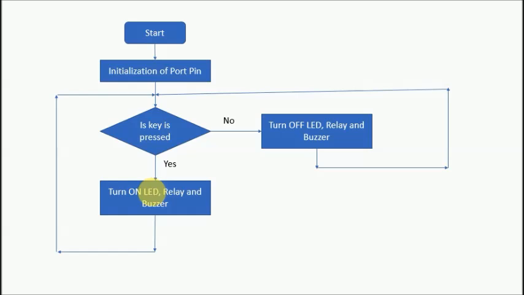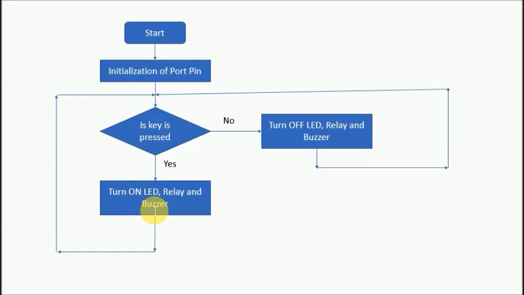If the key is pressed, what do we have to do? We have to turn on the LED, turn on the relay, and turn on the buzzer. We know that the LED requires a small circuit, that is, a resistor in series. The relay requires a transformer, and a Darlington pair transistor or optocoupler, whatever our configuration may be. The buzzer requires its own circuitry like an optocoupler or transformer for isolation.